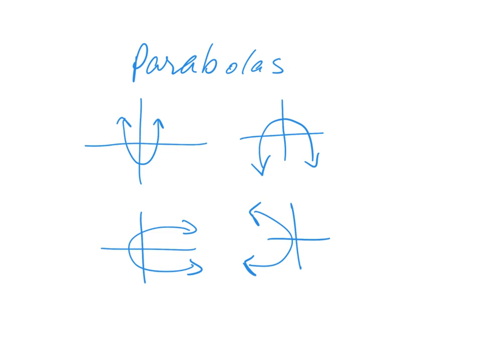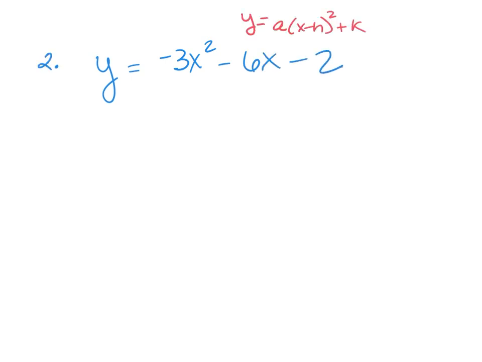Actually, a parabola has one focus. Ellipses have two foci. We are only going to work on converting parabolas to vertex form. And we're going to do an easy one first. We're going to do that one. So I'm trying to get it to y equals a(x minus h)² plus k.